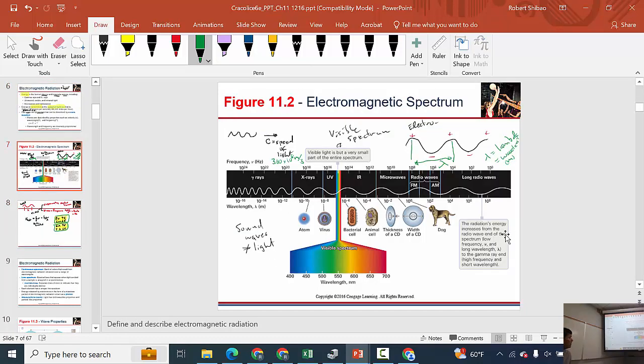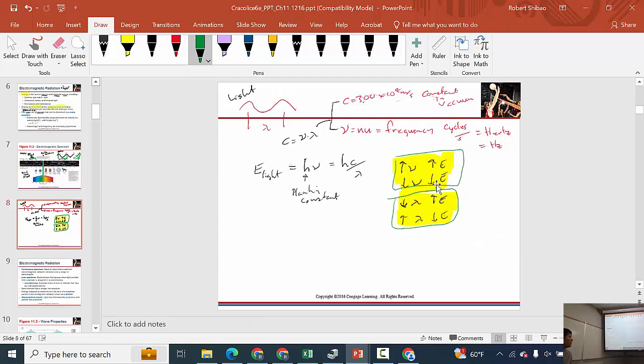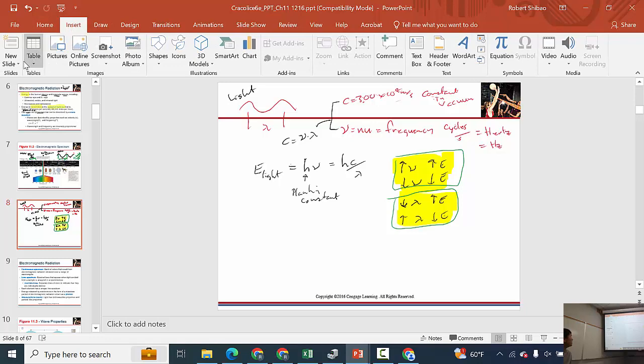So here, the highest energy light is gamma rays. Gamma rays have the highest frequency. You can see the numbers here, and the shortest wavelengths. The lowest energy light is the long radio waves here. The long radio waves have lower frequency and longer wavelength. Then we have a whole range of frequencies and wavelengths here. And so what we're going to do is we're going to break this down in terms of energy.